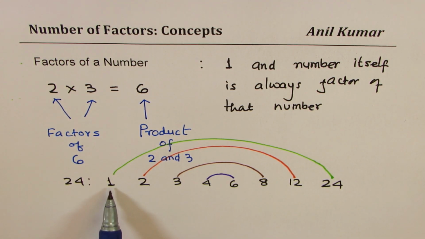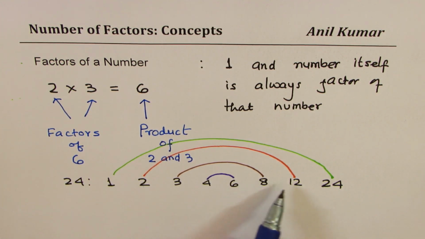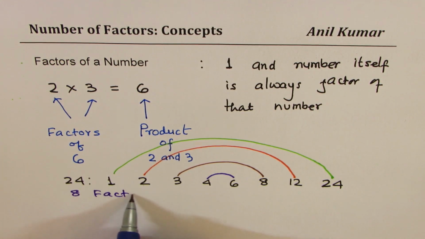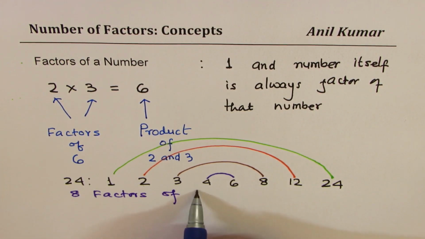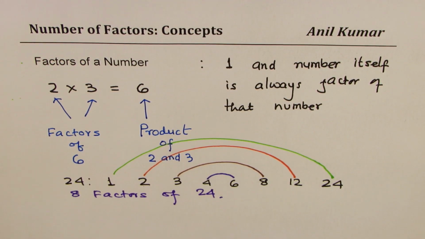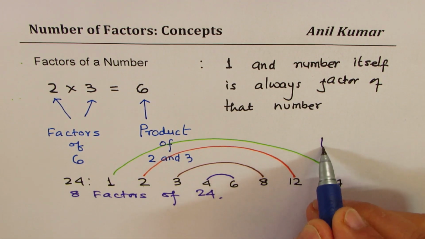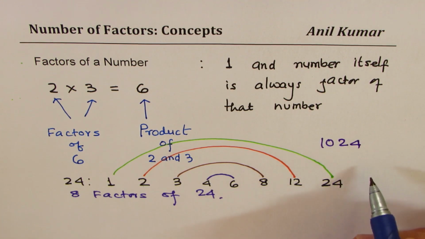You can count. How many factors we have for 24? 1, 2, 3, 4, 5, 6, 7, 8. So in all we have 8 factors of 24. So we can literally count if the list is small, right? Problem comes when we are talking about a number which is like, let's just make it 1024.